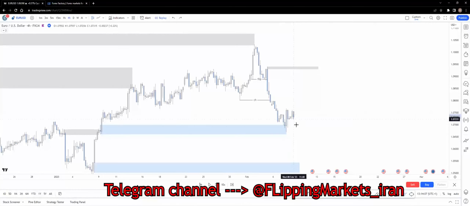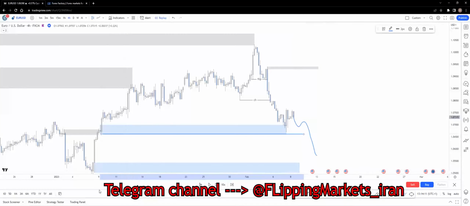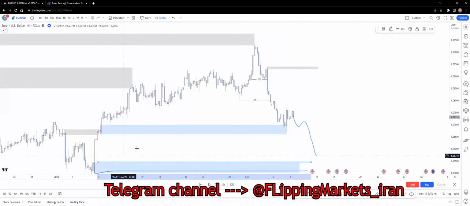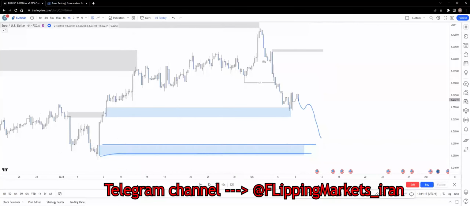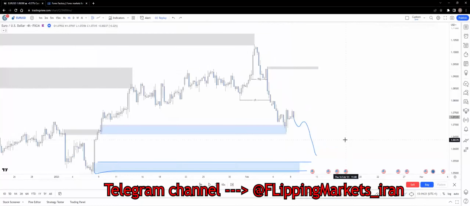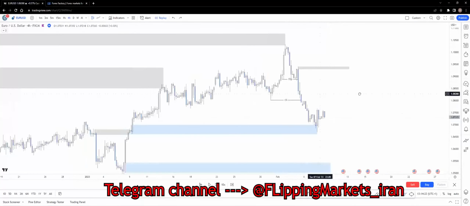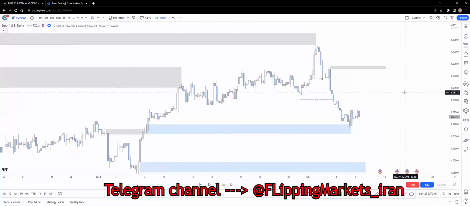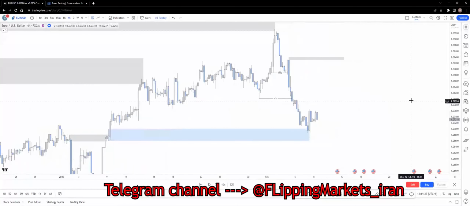And also we can expect the flip of this zone. If the flip of this zone happens, then price will mitigate the extreme 4-hour demand down here, which also lines up perfectly with the daily demand zone. So technically, that's all on the 4-hour time frame.